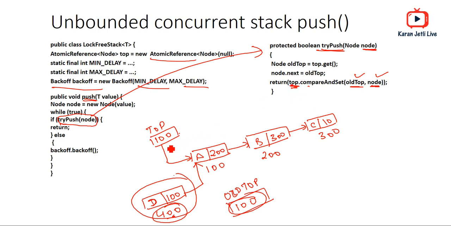Now what is the value of top? 100. What is the value of old top? 100. So they both are the same, so it does not do anything. So what is the value of node? 400. Okay, so the value of the node is 400. So it sets the top to 400 and it returns true. So if compare and set is successful, it will return true. So what is the value of new top? The value of new top is 400. So it does not point here anymore, rather top points here.